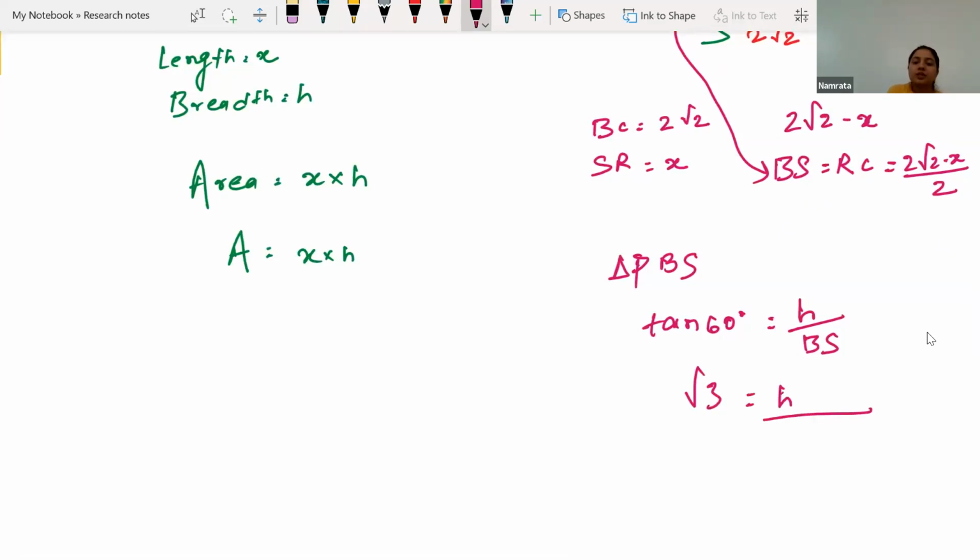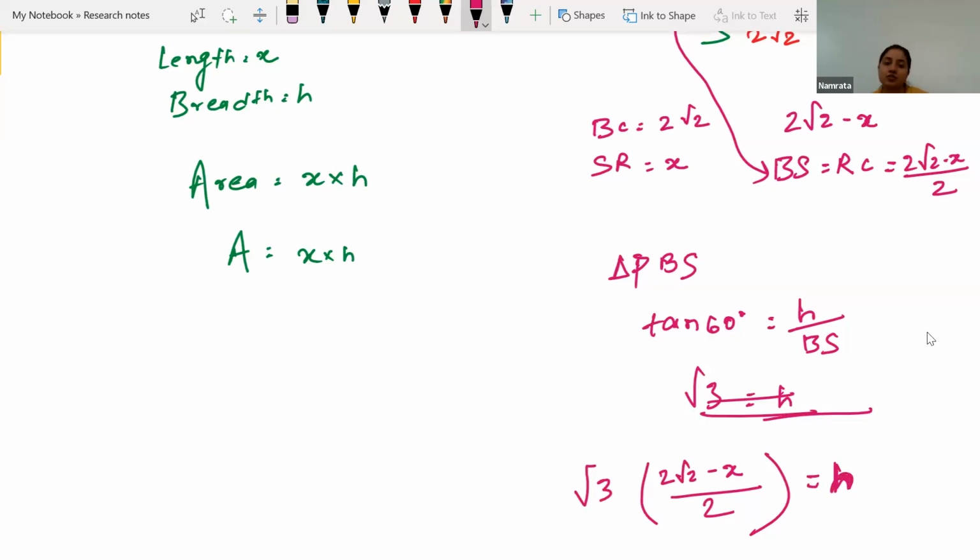So rather than writing bs over here, I am writing it with root 3 into 2 root 2 minus x by 2. That is h. Okay, that is our height h. Now here we are going to use this height. This height we are going to use it over here.